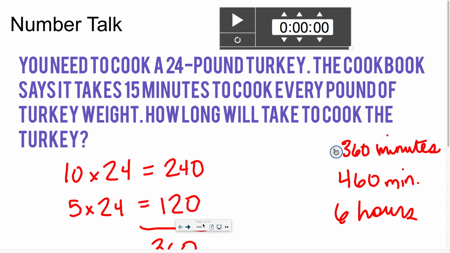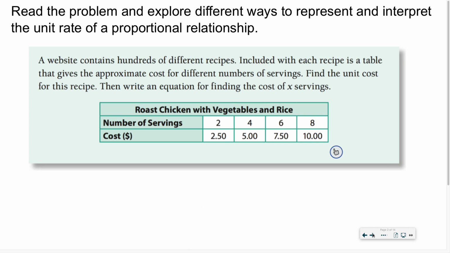Do these turkeys really weigh that much? Over here. Yeah, absolutely. And Thanksgiving is coming.